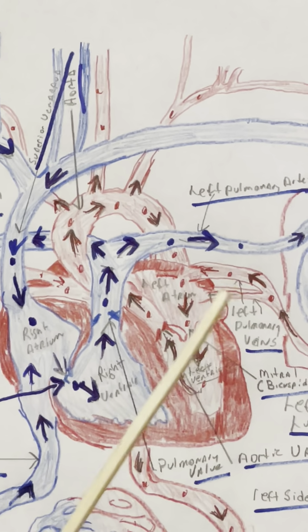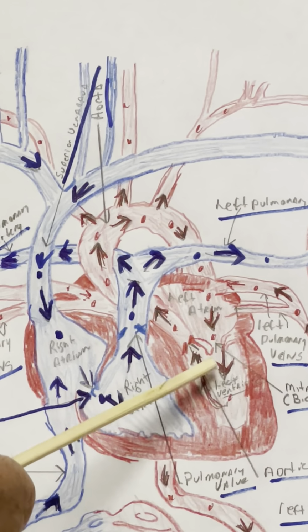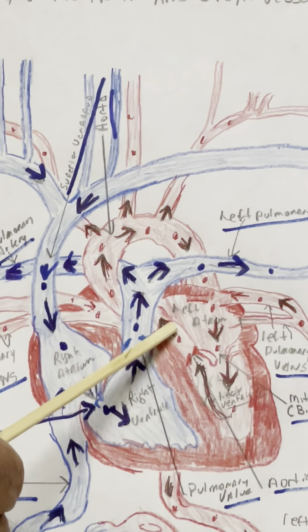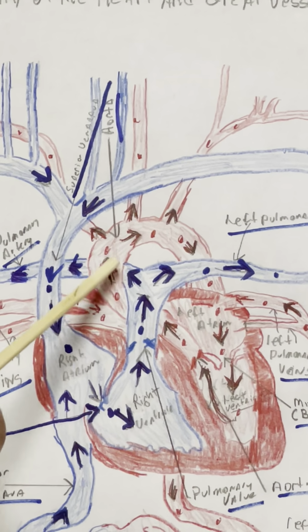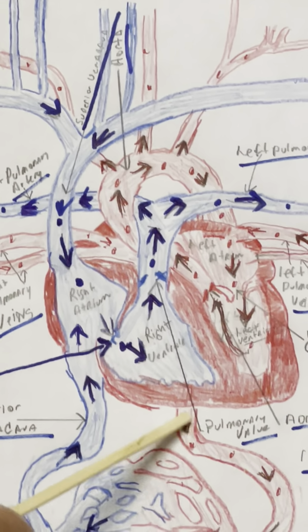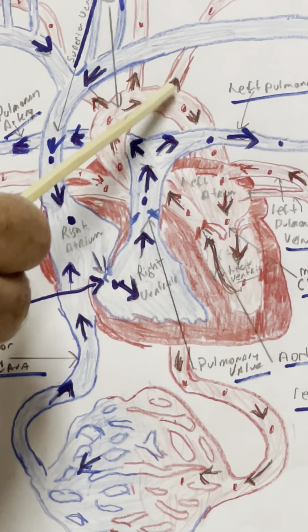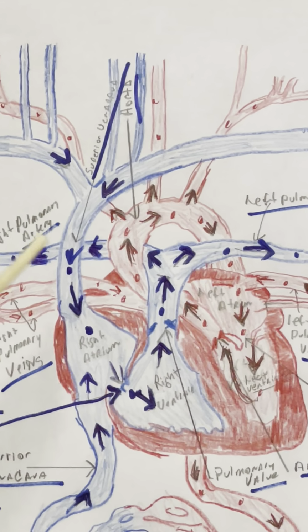The left ventricle squeezes and then goes into the aortic valve. And this is the aortic arch right here. And then it goes out into the body through the aorta, into the rest of the body, or up into the upper thorax, into the head.